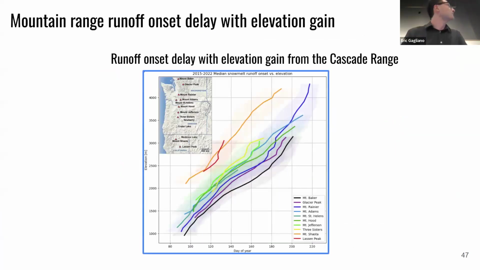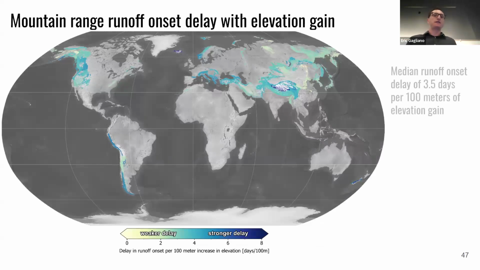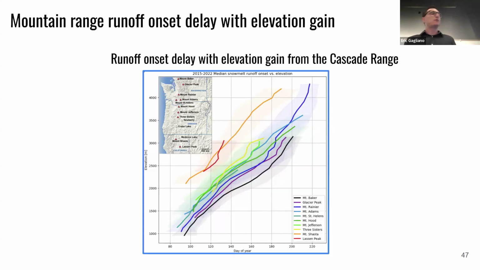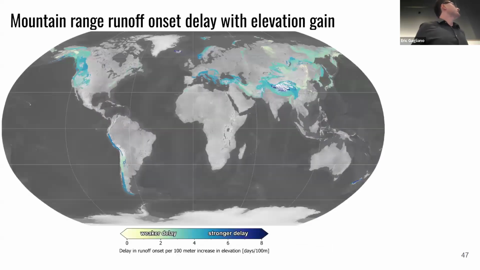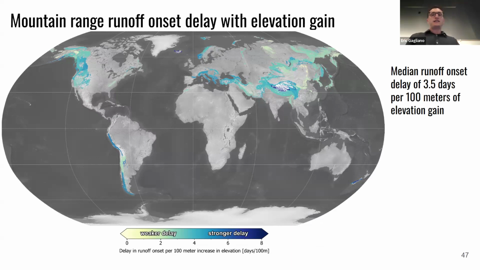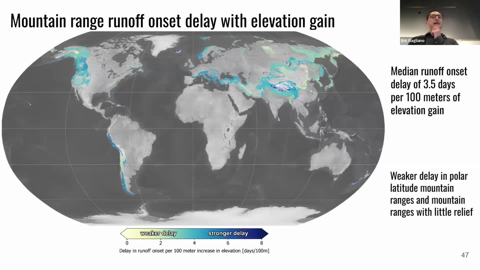But for time's sake, we're going to start looking at some aggregations. The first of which is looking at runoff onset delay with elevation gain. So similar to what we did with the Cascade Range, we can look at the different delays in runoff onset per 100 meters of increase in elevation. And you can see that, similar to what we found in the Cascade Range, there's a median runoff onset delay of 3.5 days per 100 meters of elevation gain. And we noticed that in the polar latitude ranges, with a little relief, there's even weaker delays.